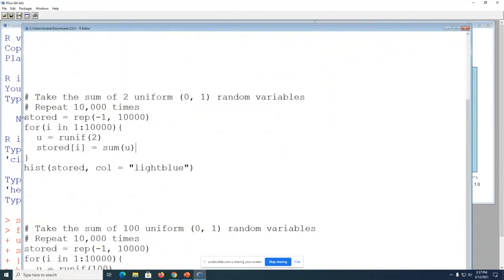Now let's try it with taking the sum of 2 random numbers from a uniform distribution. So now, I had a -1 here to fill it with an impossible value, but I'm just replacing that with NA so that it's more clear that it's empty. So now we're generating 2 random numbers between 0 and 1. And then the thing that we're storing is going to be the sum of those 2 random numbers. Take a minute to predict to yourself what this distribution is going to look like.